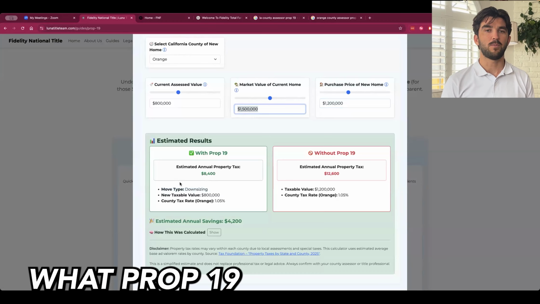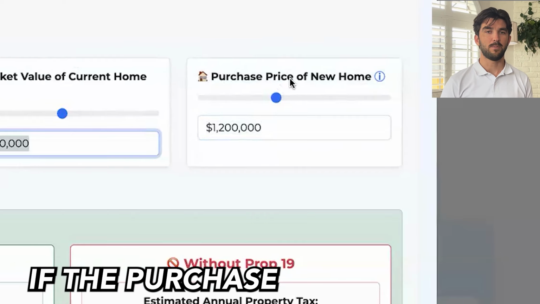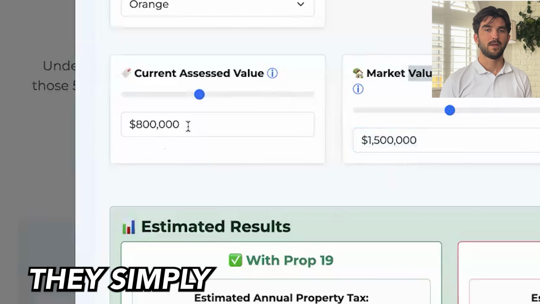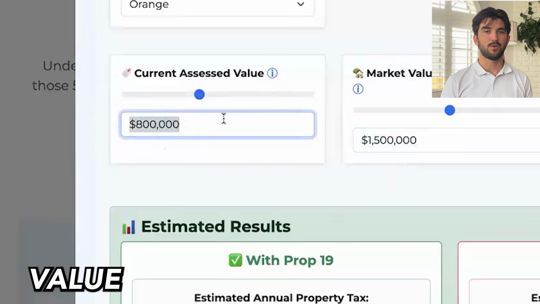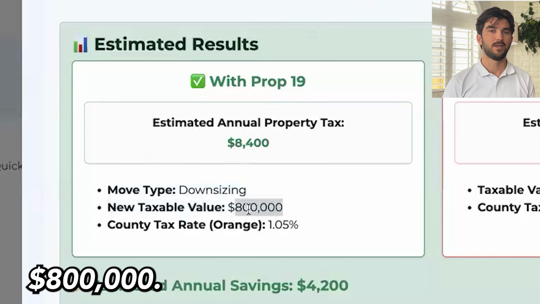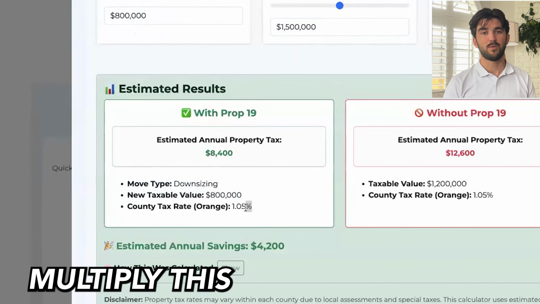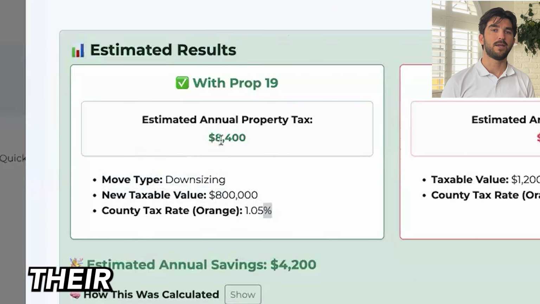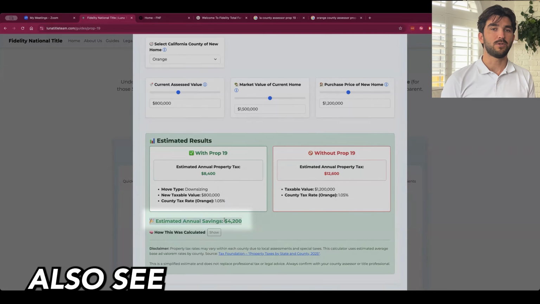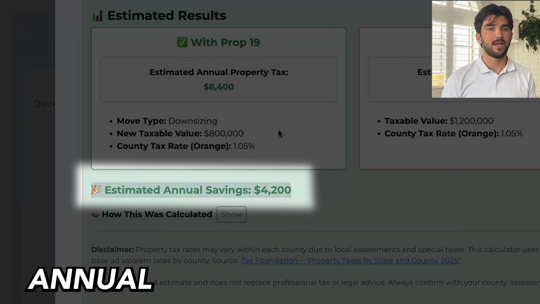So as a result, what Prop 19 allows for is if the purchase price of their new home is less than the current value of their current home, they simply get to take this assessed value with them. So now we see the new taxable value of their home remains $800,000. Once again, we can just multiply this by the county tax rate to get their estimated annual property tax here. For each of these estimates, you'll also see a nice breakdown of the estimated annual savings.